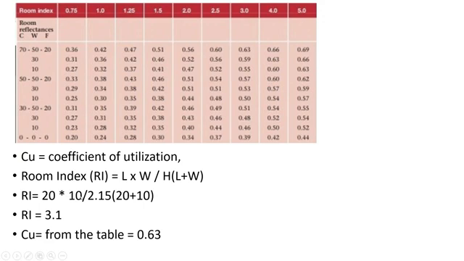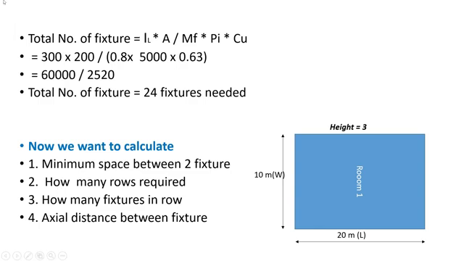So I just put in the values. I got RI as 3.1. So I go to the table. RI value 3.1 falls here, and the correction factor 70, 50, 20. So I just merge these two things. I got the value 0.63. So now I have all the values, and I just put them in the formula.